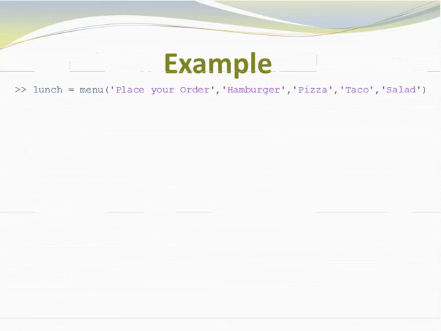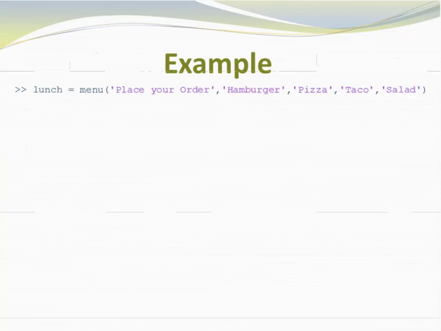So here I have a menu statement, which again, you can type into your command window if you want and try out yourselves. We have a variable lunch, and then in our menu, our message is place your order, and we have 4 options: hamburger, pizza, taco, or salad. So I guess we're going to be selecting what we want to have for lunch.